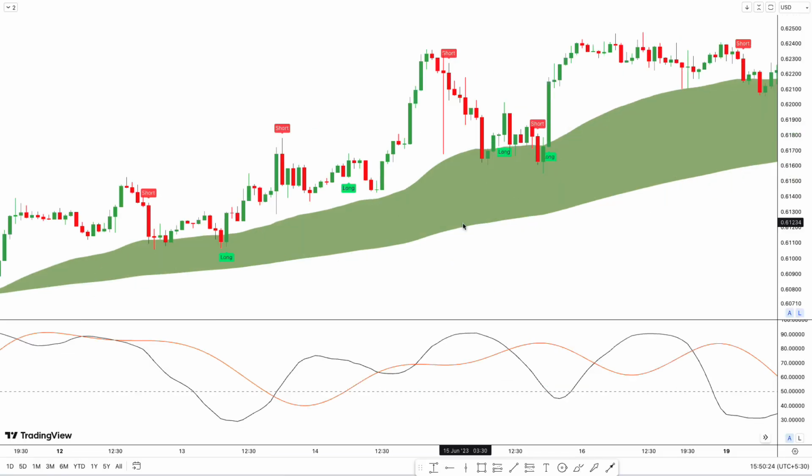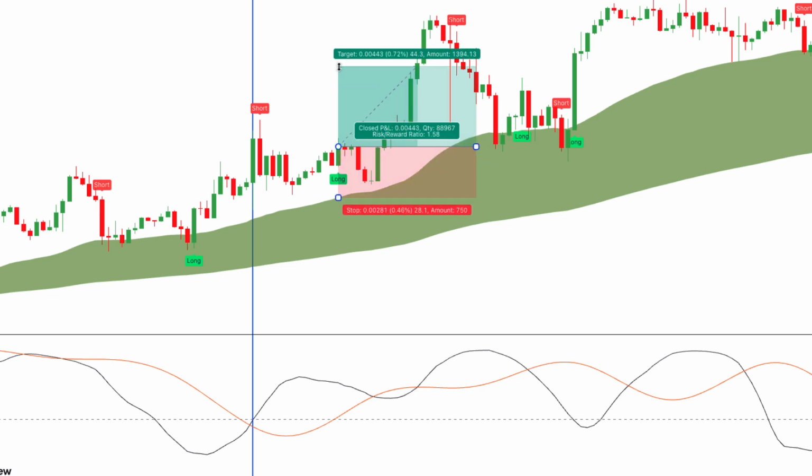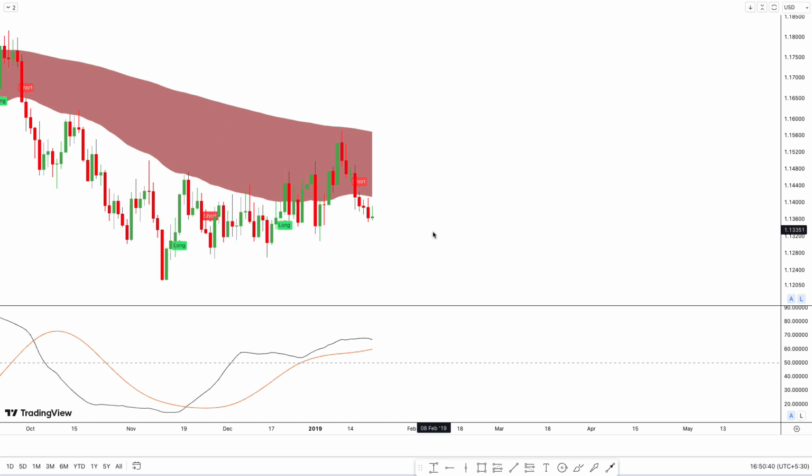In summary, you want both the 2 lines to be below the midline. Then the black RSI line should cross above the signal line. Then you would wait for a long signal to be printed by the Twin Range Filter. At the time the signal is printed, the black RSI line should be above the signal line and it should also be above the midline. Now to take a short trade, we're going to do the opposite.